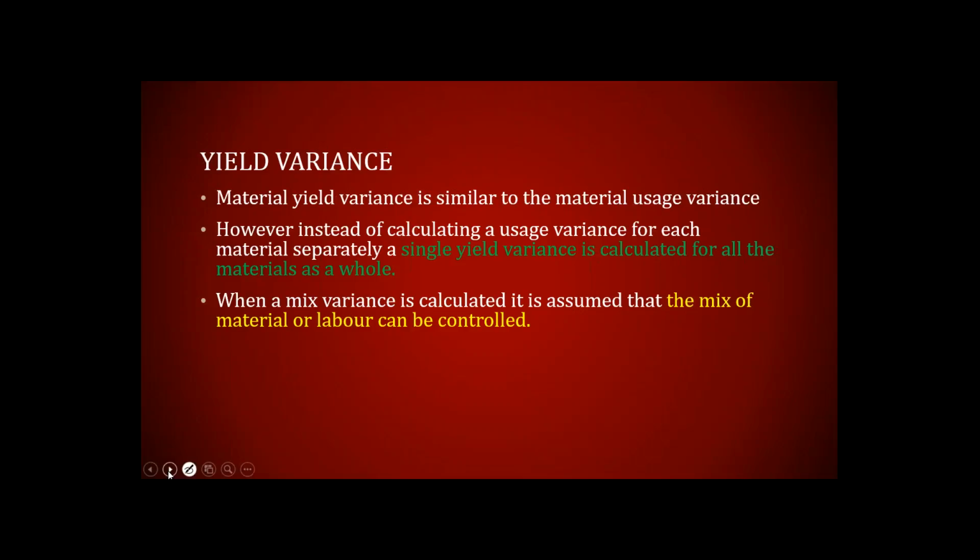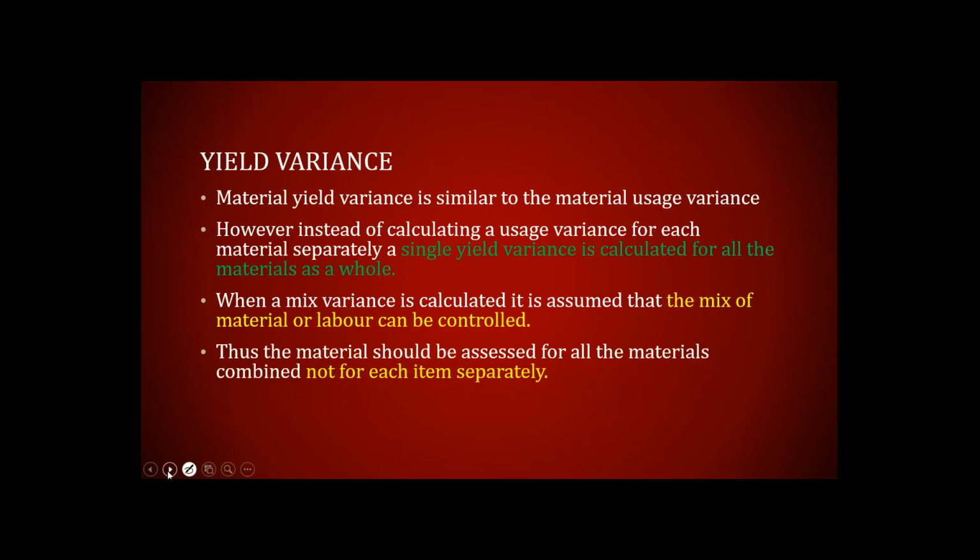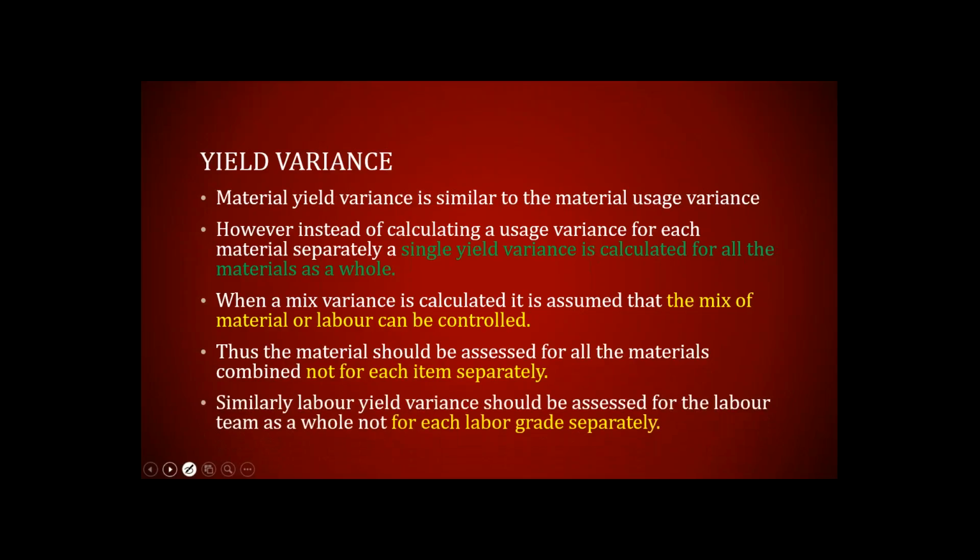Right. Okay. So we should look at the materials combined, for all the materials together, and not for each item separately. So we are looking at the variance always as a complete one, not as separate ones. Similarly for labor, we should look at the whole team, but not each labor grade separately.